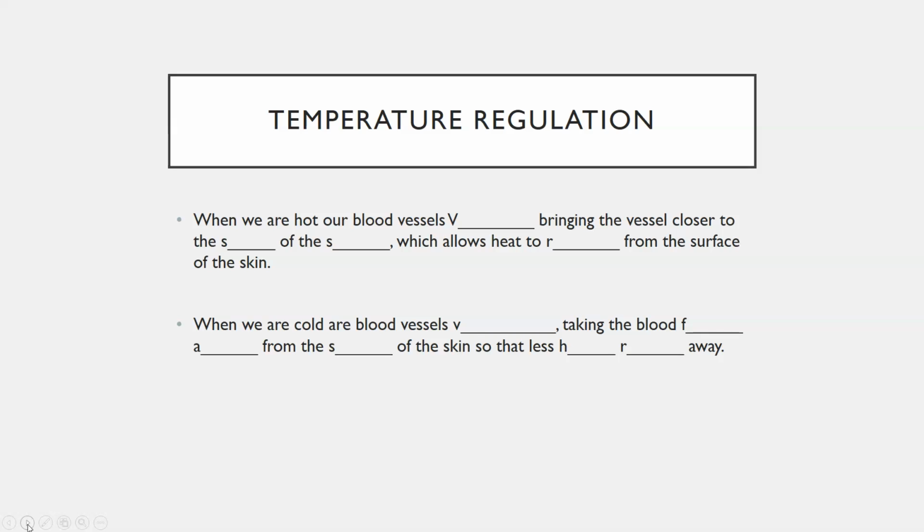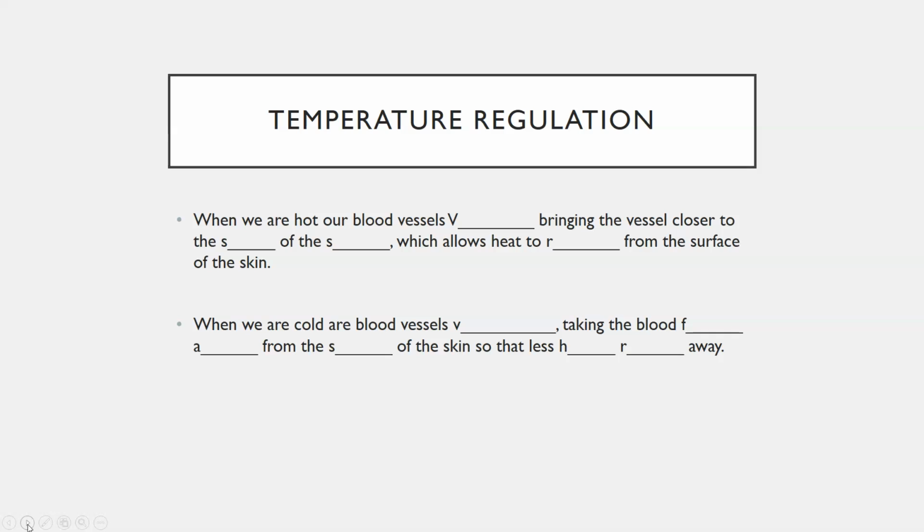So when we are hot, our blood vessels do something which brings the vessel closer to the something of the something, which allows heat to something from the surface of the skin. And when we are cold, the opposite happens. So our blood vessels take the blood away from the skin so that less heat is lost. Can you give that a go, fill in the blanks? Again, pause it because I'm going to go through the answers now.